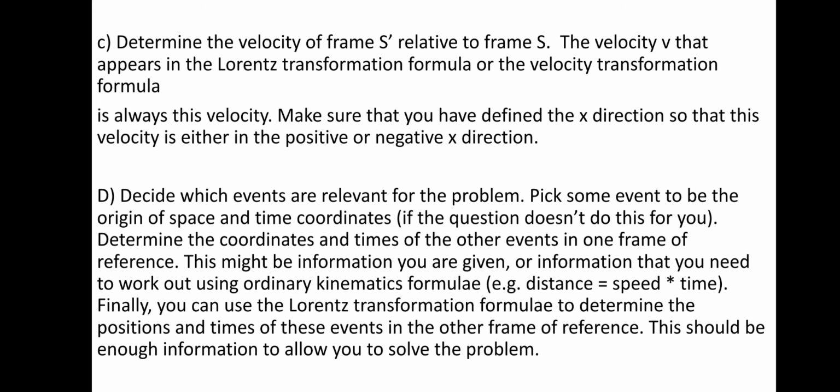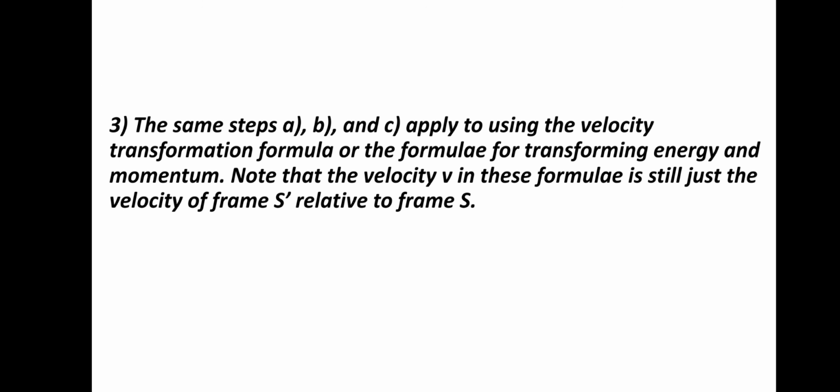D. Decide which events are relevant for the problem. Pick some event to be the origin of space and time coordinates. Determine the coordinates and time of the other events in one frame of reference. This might be information you are given or information that you need to work out using ordinary kinematics formulas, for example, distance equals speed times time. Finally, you can use the Lorentz transformation formula to determine the positions and times of these events in the other frame of reference. This should be enough information to allow you to solve the problem. So these are the steps.